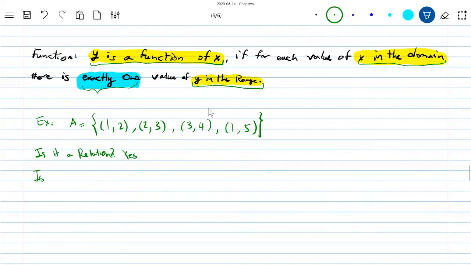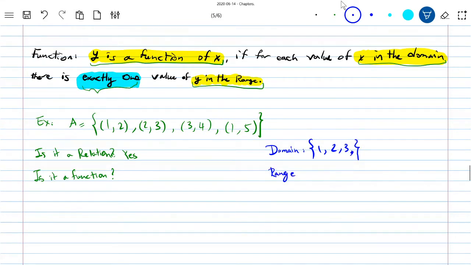How about, is it a function? Is A a function? How do we check? You look at all the elements in the domain. So here I'm going to write the domain. The domain elements are 1, 2, 3, and 1 again. So I don't need to write the 1 again. This is the domain. The range is 2, 3, 4, 5. Okay. So look at the elements in the domain: the elements are 1, 2, and 3.